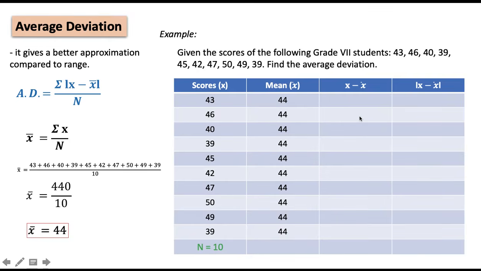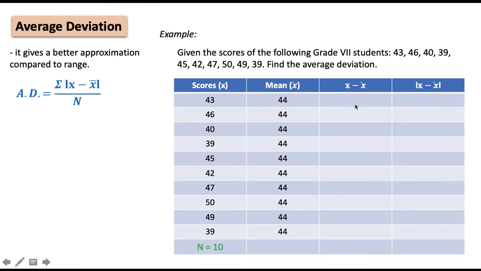Now to fill out the third column, we will just simply subtract the mean from whatever the x or the scores are. So for this row right here, we will just subtract 43 minus 44, and that is negative 1. In the second row, 46 minus 44, that is positive 2, and so on and so forth.